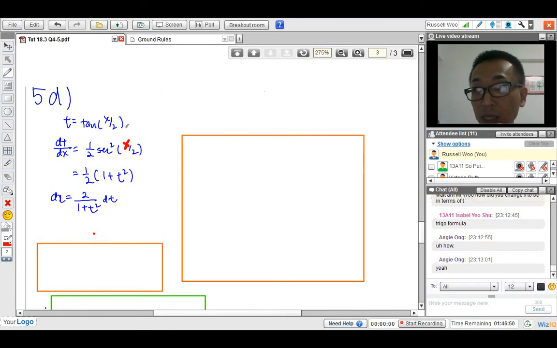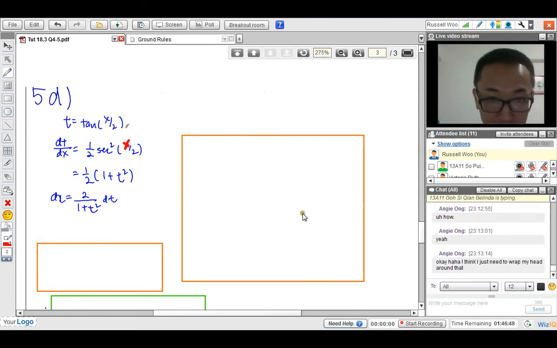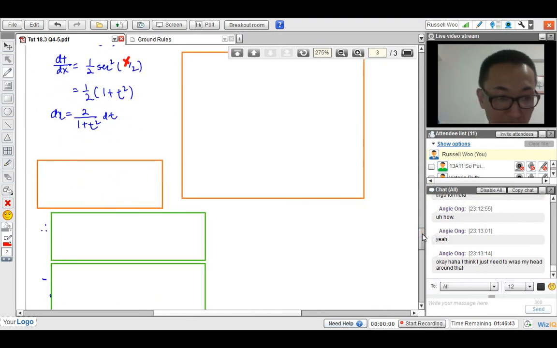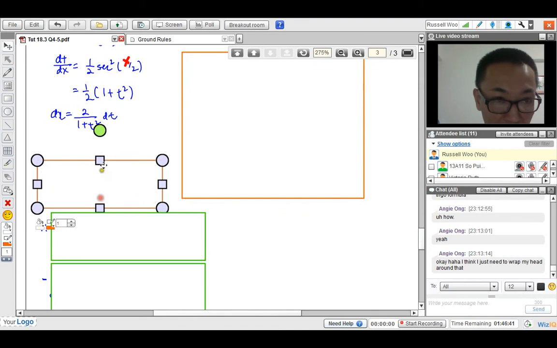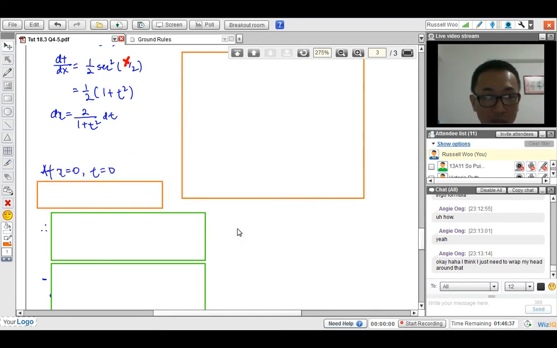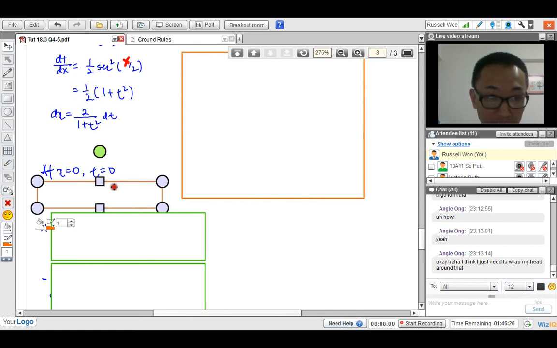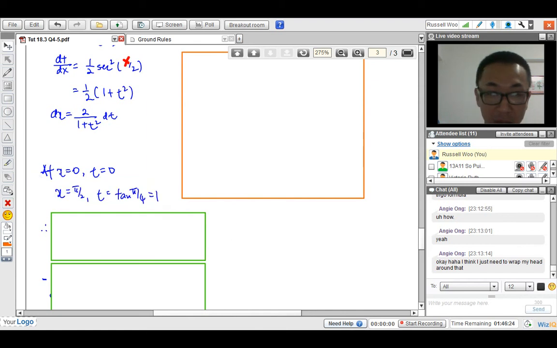Alright. Next. No problem, don't worry. When x equals 0, t equals 0. No problem. This one is quite easy. Correct? Tangent 0 is 0. When x is pi over 2, tangent pi over 4 is 1. This one also no problem.